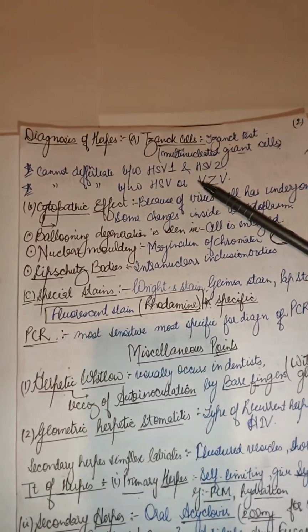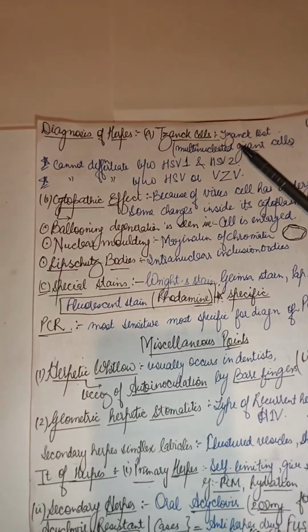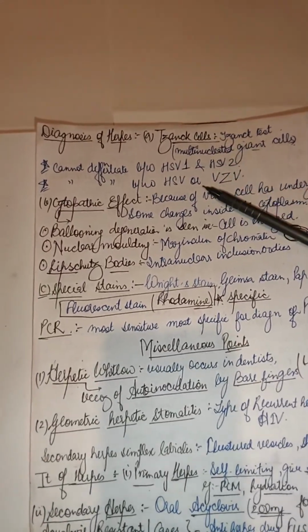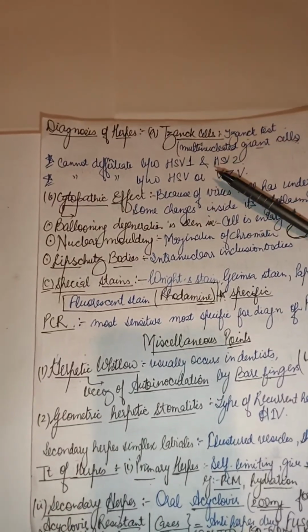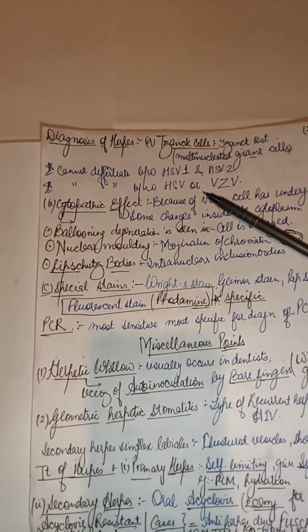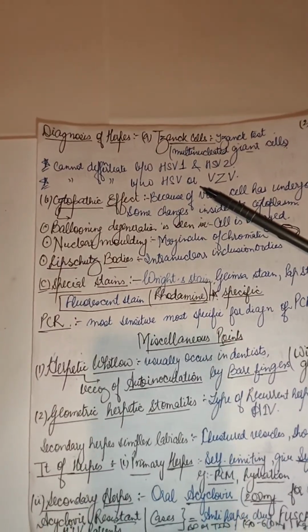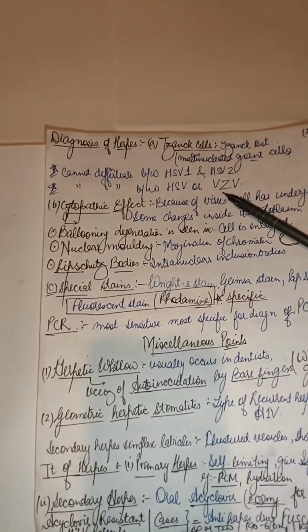We cannot differentiate on the basis of giant cells or the Tzanck test. We cannot differentiate between herpes simplex virus 1 and HSV2, and it also cannot differentiate between the herpes simplex virus and the varicella zoster virus.